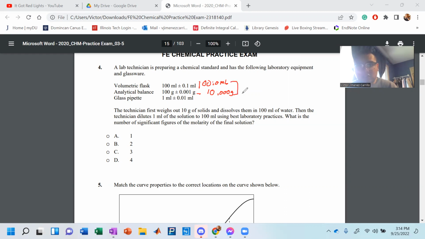So this is a solution, and we'll get to that in a second. Of the solution to 100 mL using best laboratory practices. Well, again, how do we do this? The first step is knowing your basic chemistry. Let's start there. How do we calculate the molarity of a solution? It's just grams divided by liters, or moles divided by liters.